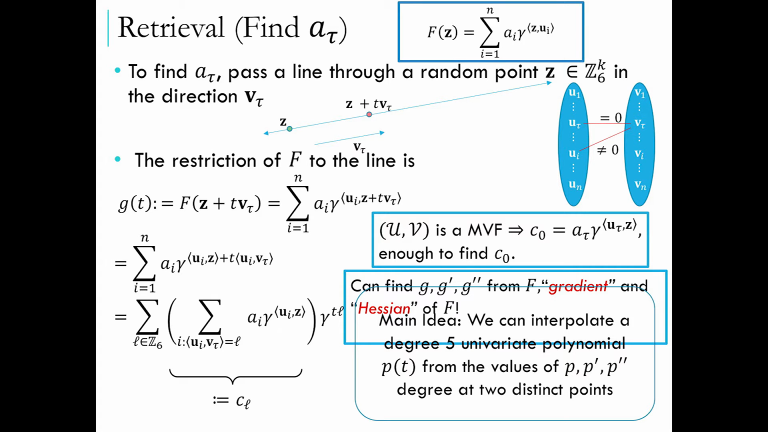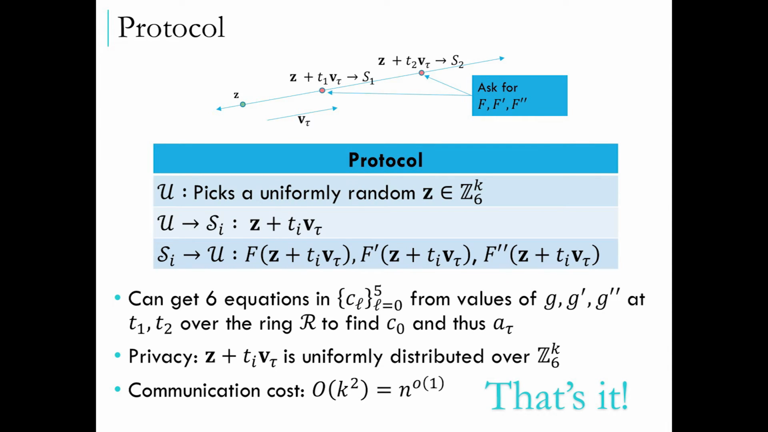Okay, so that's the main idea, and this is how the protocol looks. To find index a tau, the user picks a uniformly random point z inside Z6 to the k and passes a line in the direction beta. He selects 2 points on this line and sends 1 point to each server. The servers reply with the value of f, the gradient of f, and the Hessian of f at that point. From these values, you can use the chain rule to find g prime and g double prime at the points t1 and t2 over the ring R. He gets 6 equations in the 6 unknowns and solves them to find C0, and from C0 you get a tau. Okay, so that's the protocol.